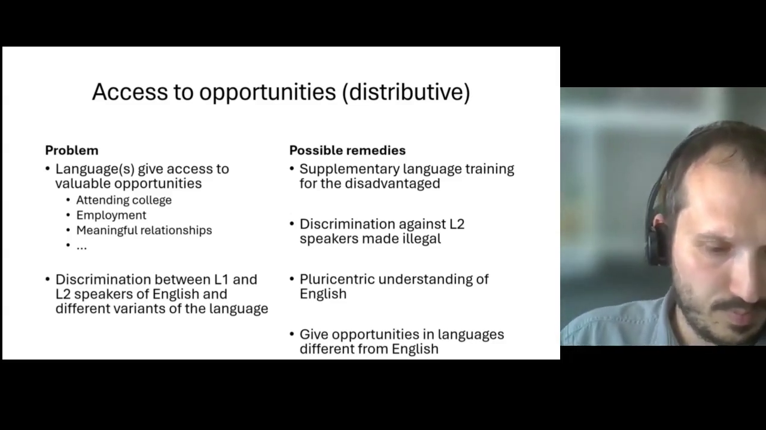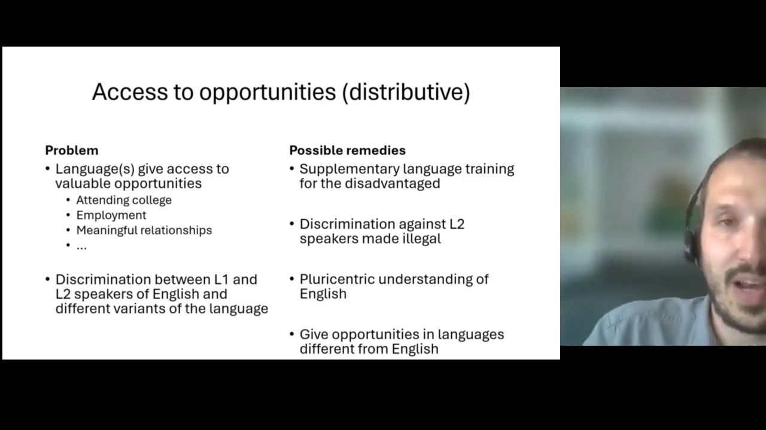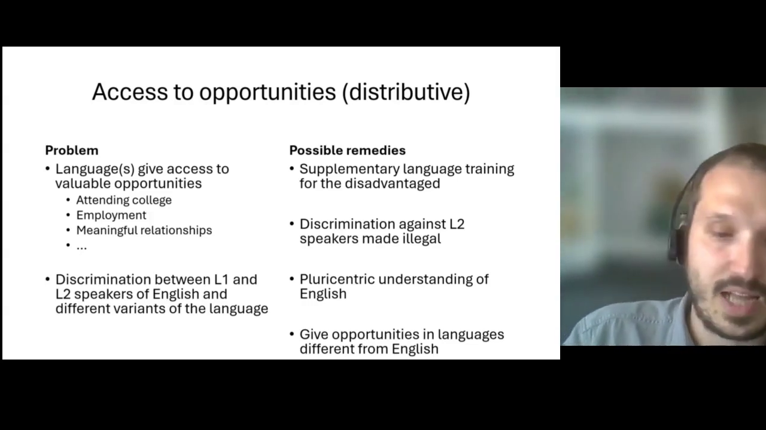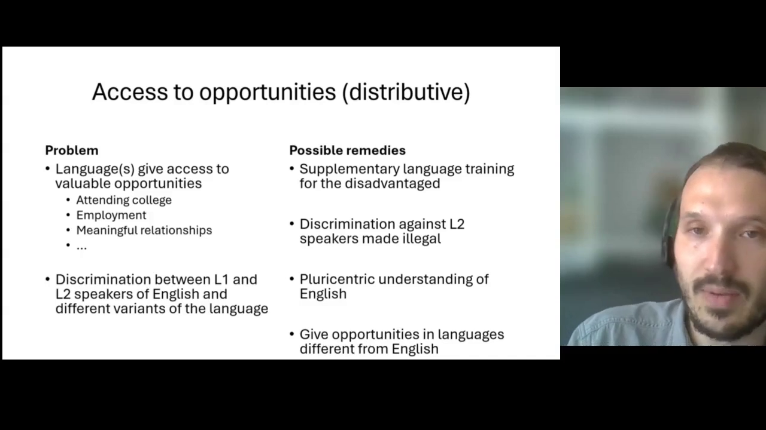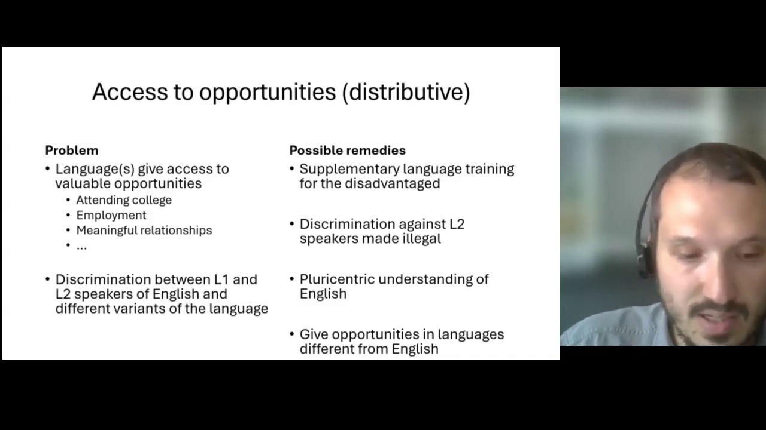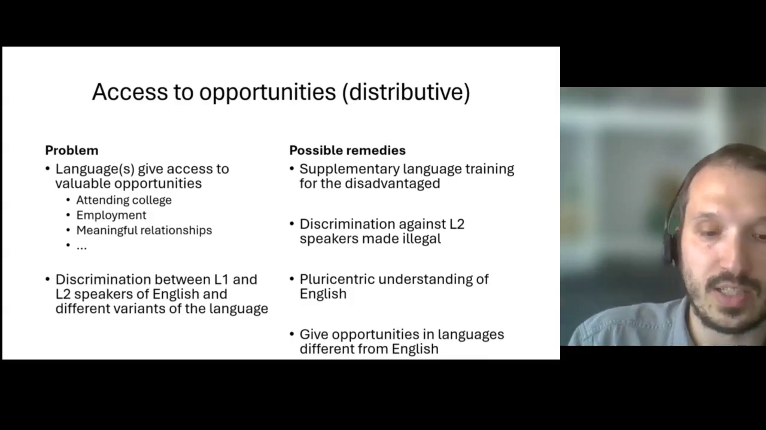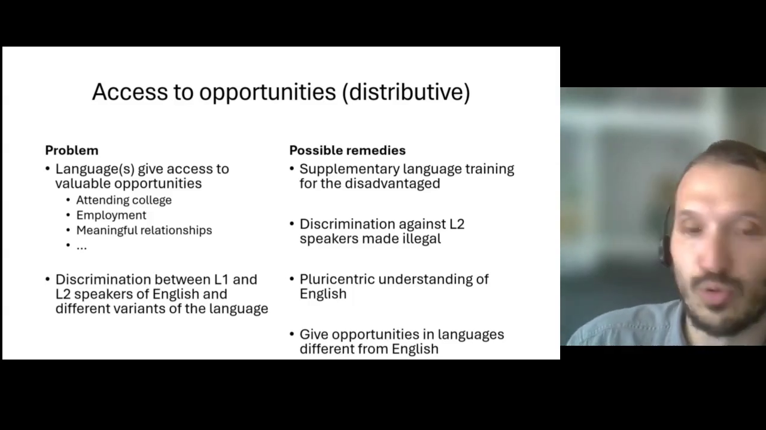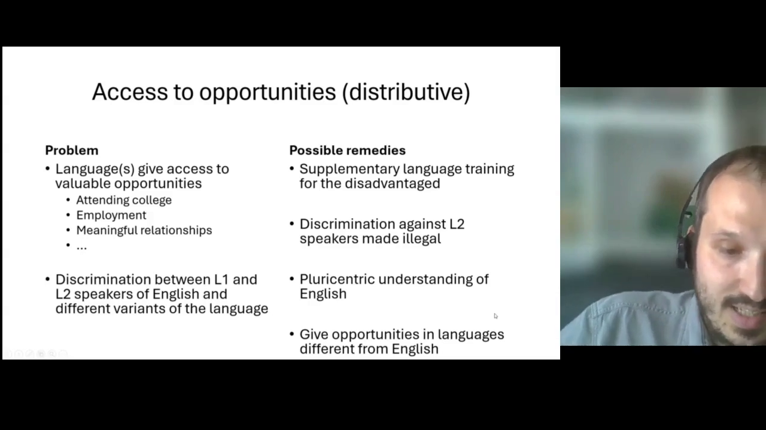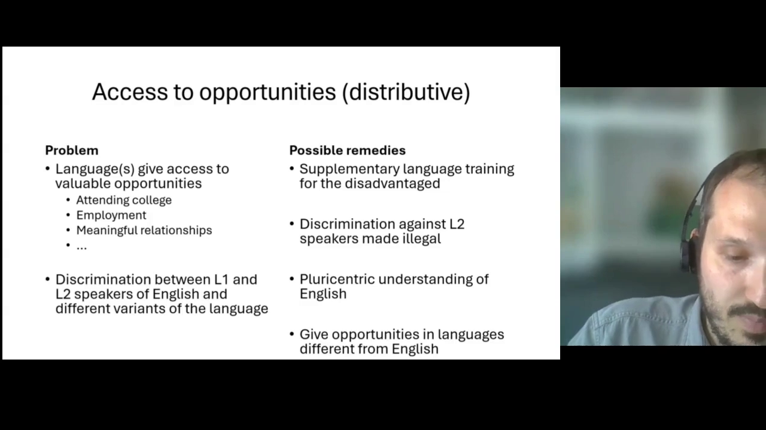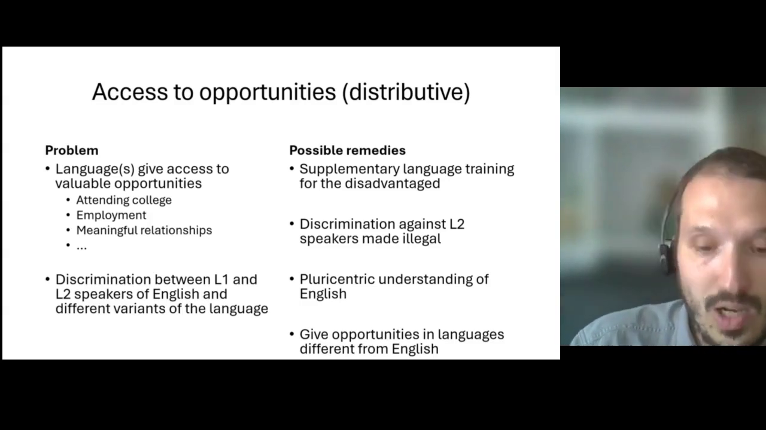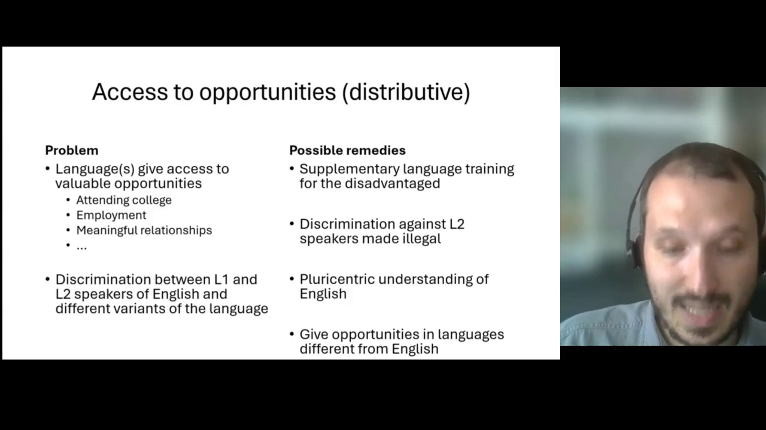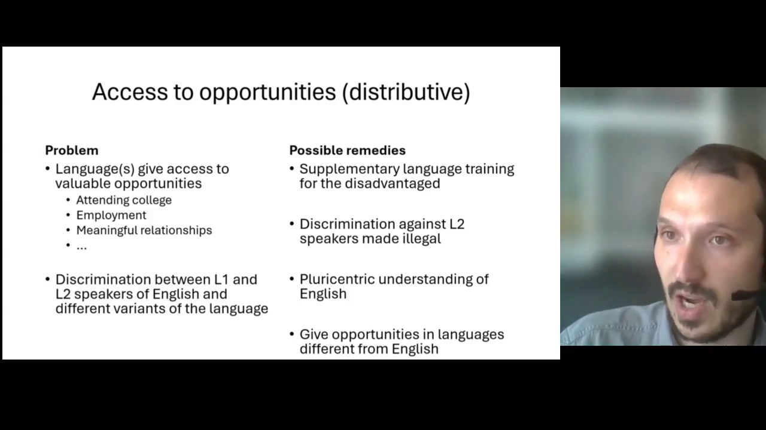So first of all, access to opportunities. Many activities that are important to people, like, for example, attending college, finding a good job, advancing careers, forming meaningful relationships with other people, all of these things depend in a way on being able to use and understand a language or different languages, especially languages in which those opportunities are available to people. So in this sense, the spread of English all over the planet has created inequalities not only between people who speak English and those who do not, but also between people for whom English is an L1, and people for whom it is not an L1.